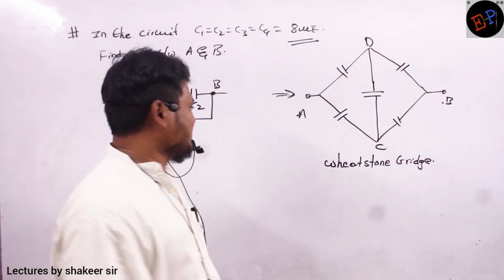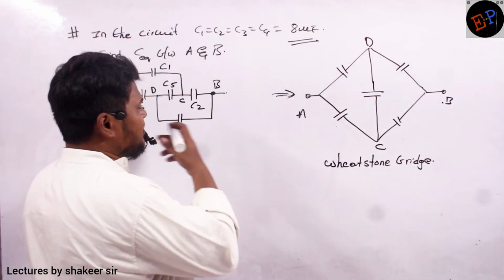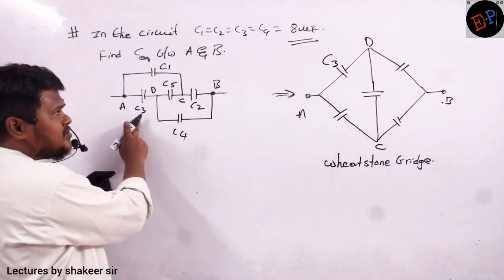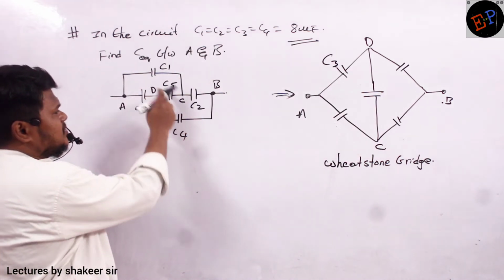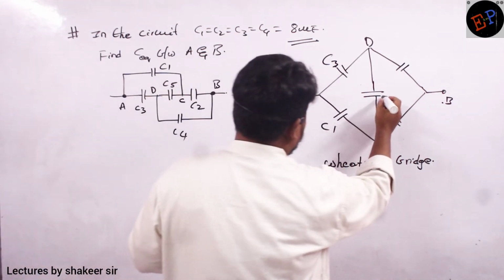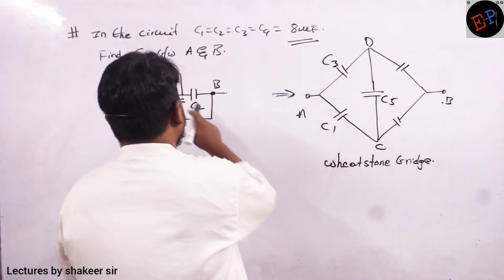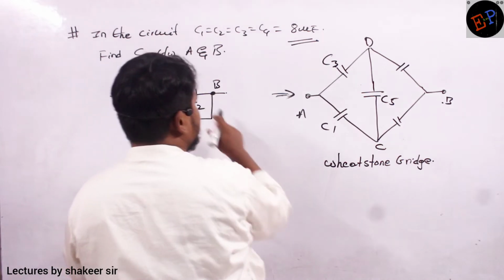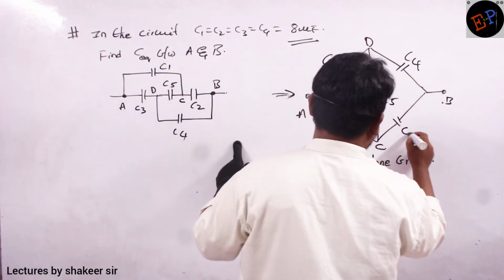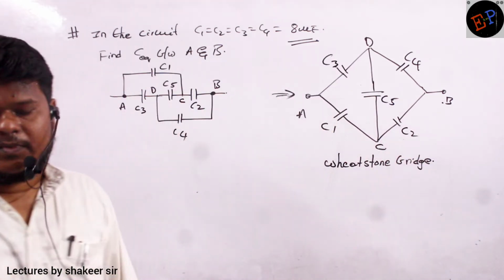Wheatstone bridge. Now here, which are the capacitances between A and D? There is C3 capacitor, no? A and D C3, A and C C1, okay? And between C and D C5, okay? And between D and B, D and B C4, and in between C and B, C and B C2. These are the capacitors. Clear, no?